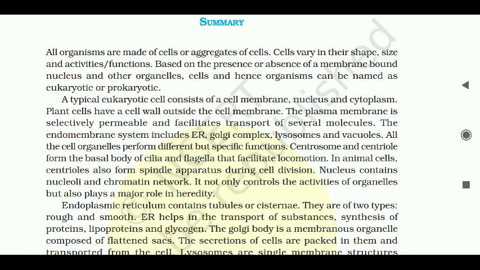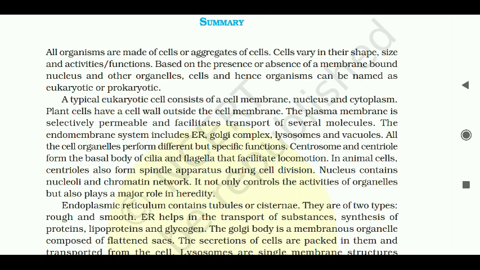The plasma membrane is selectively permeable and facilitates transport of several molecules. The endomembrane system includes Golgi complex, lysosomes, and vacuoles. All the cell organelles perform different but specific functions. Centrosome and centriole form the basal body of cilia and flagella that facilitate locomotion in animal cells. The centrioles also form a spindle apparatus during cell division. Nucleus contains nucleoli and chromatin network. It not only controls the activities of organelles but also plays a major role in heredity.